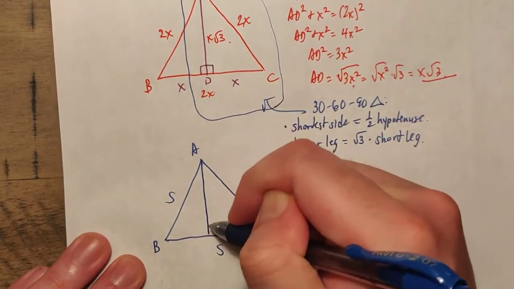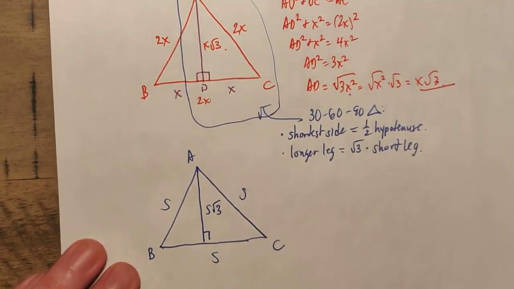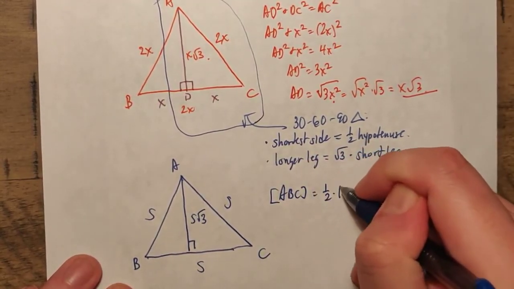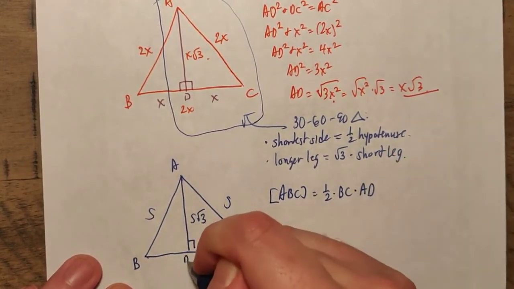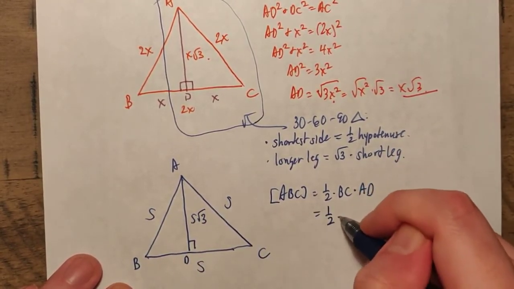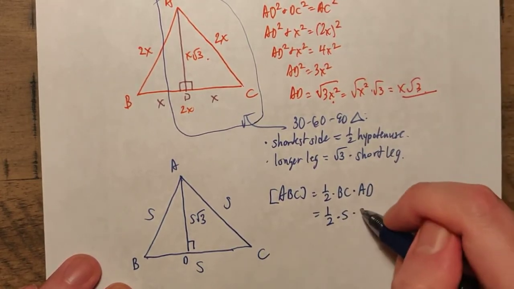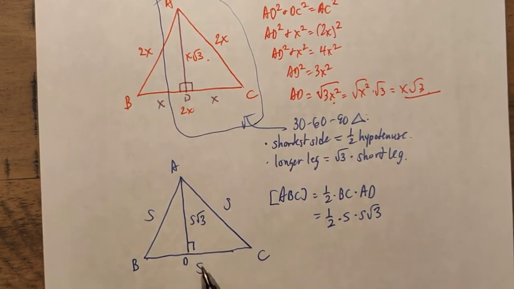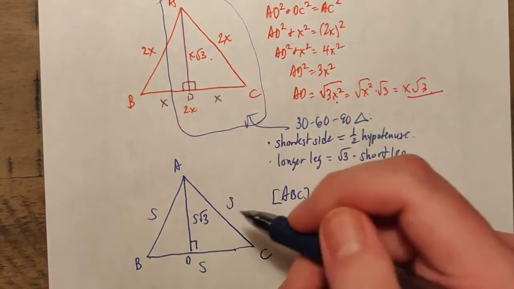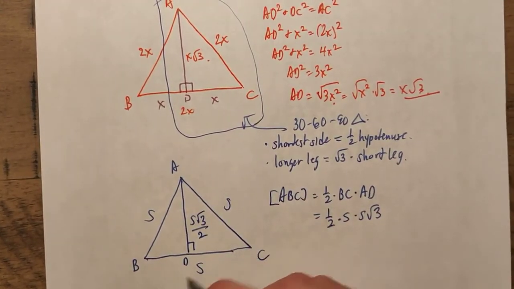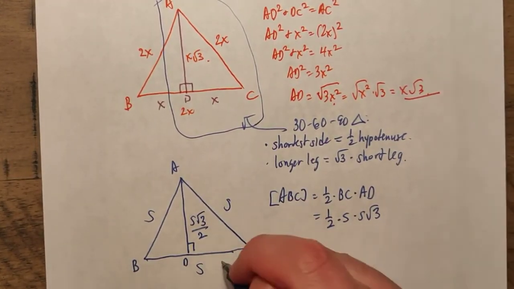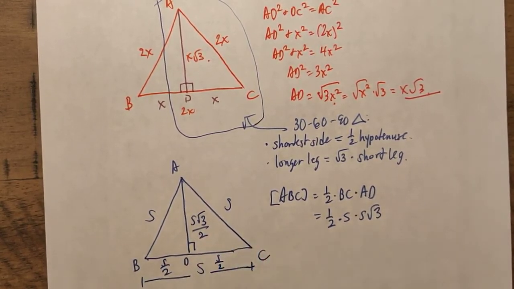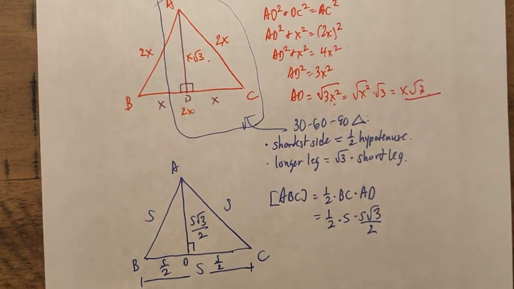And again, we drop an altitude like this, and this is s radical 3, right? So now the area of the triangle ABC here, again, is just 1/2 the base, which is BC, times the height, which is AD. So it's going to be 1/2 times BC, which is s, times AD, which is s radical 3. Now, we have to be careful. I actually did make a mistake here. We actually have to divide this by 2, because we have DC, the short leg is not s anymore. It's s over 2. And this entire thing here is now s, so I apologize about that. So this is going to be s radical 3 divided by 2 here.